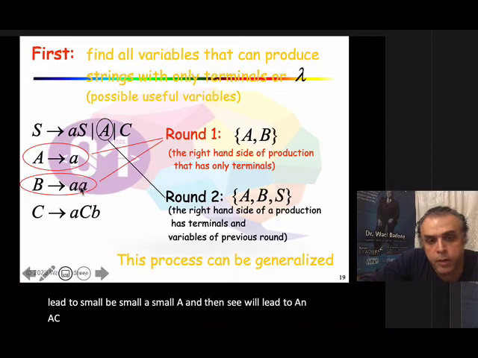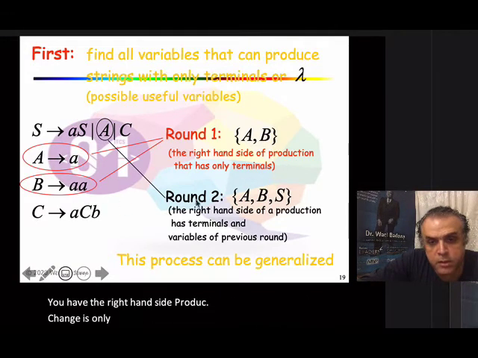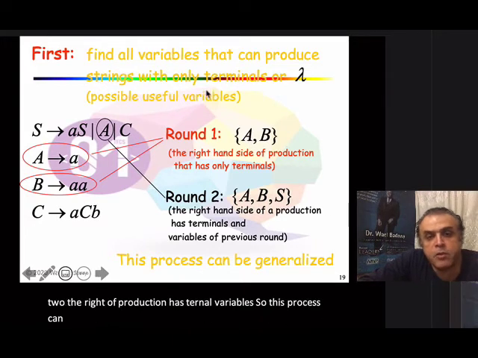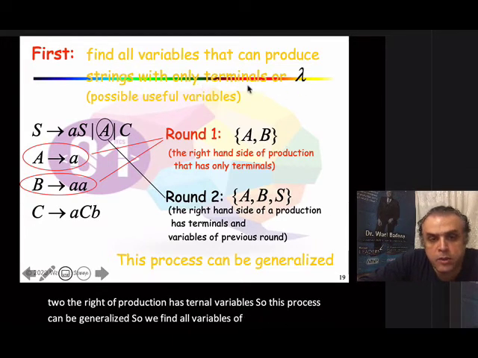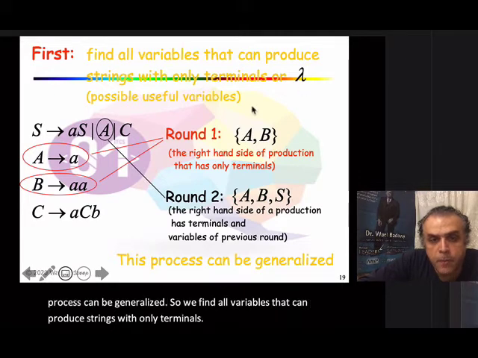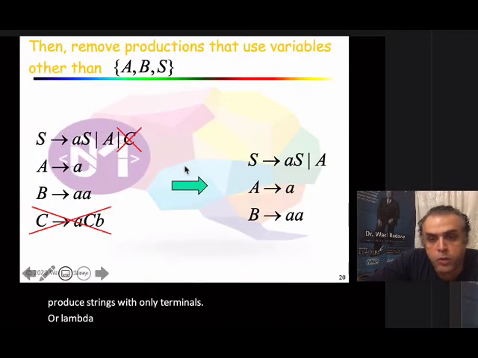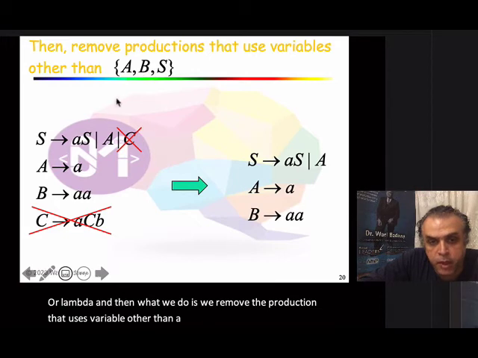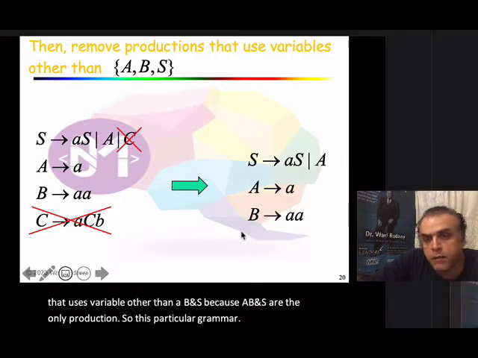So in round one, you have the right-hand side of productions only terminals, so these are only terminals. In round 2, the right side of the production has terminals and variables, so this process can be generalized. So we find all variables that can produce strings with only terminals or lambda, and then what we do is we remove the production that uses variables other than A, B, and S, because A, B, and S are the only productions. So this particular grammar will lead to a reduced grammar.